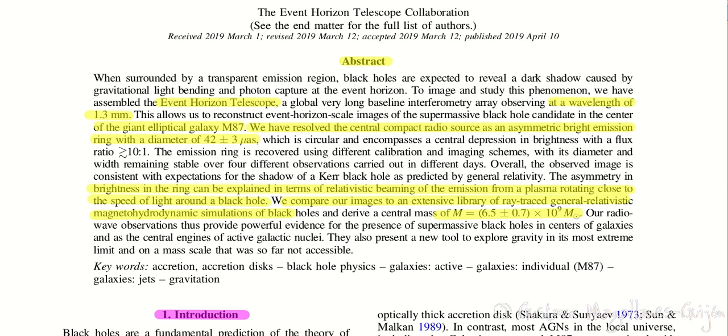For example, the authors tell us that they have resolved the central compact radio source as an asymmetric bright emission ring with a diameter of 42 microarcseconds. They tell us that the mass of this object is 6.5 times 10 to the 9 solar masses.